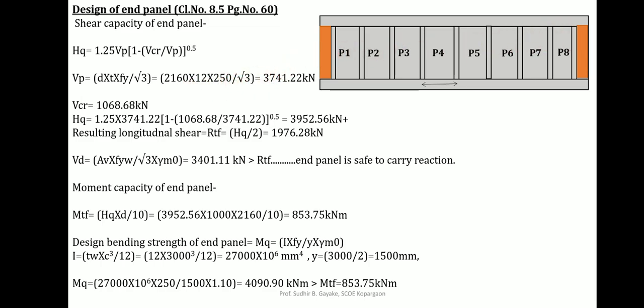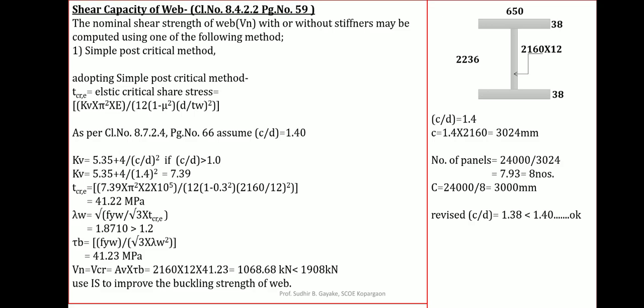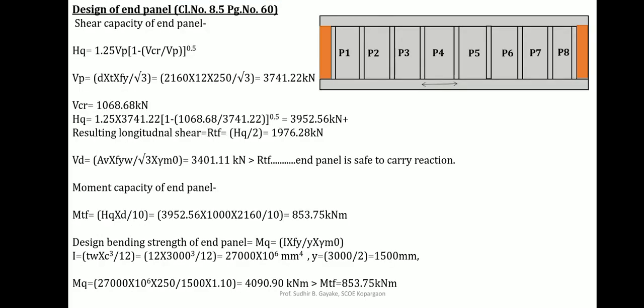That value according to clause 8.5 is given as 1.25 Vp into bracket 1 minus VCR divided by Vp raised to 0.5. Here your VCR value is what we have already calculated, Vn is equal to VCR, and that is 1068. Now the Vp value is to be calculated, and Vp is your regular shear calculation, d into t into Fy divided by root of 3, and we are getting about 3741.22 kilonewton. Putting the values here, calculate HQ.